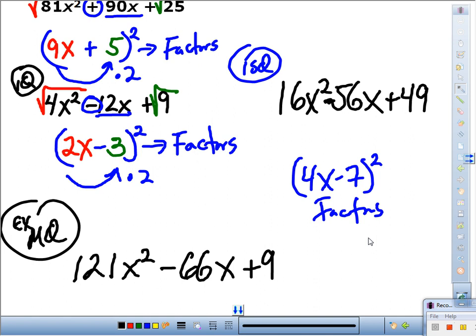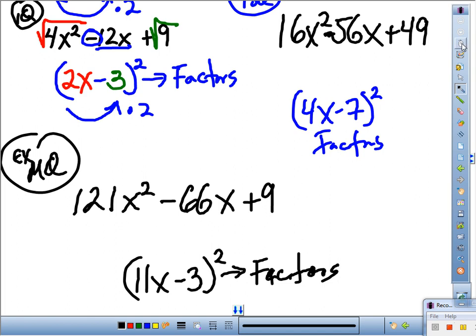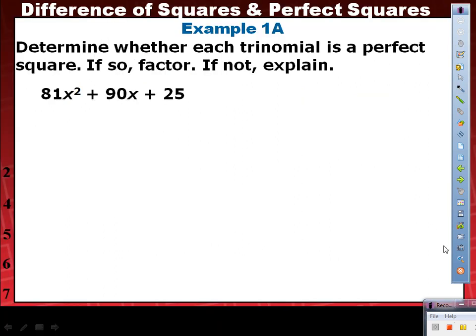Check with the neighbor, see what they got. Brisa M, what'd you get? Factors. Hands, if you got that. That is correct. Show me your fingers. And once again, this is for perfect square trinomials, yes? Okay. Copy this one. Example 1B.